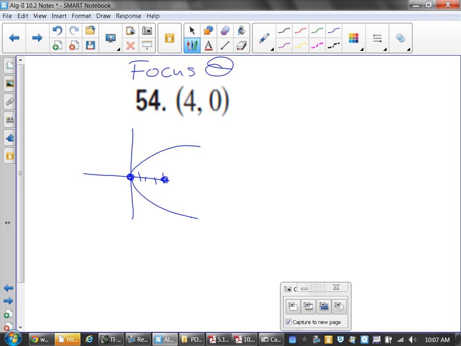So what's your value of p? Is it -4 or +4? Positive, because I'm opening to the right. P is positive if you're going up or right. P is negative if you're down or left.